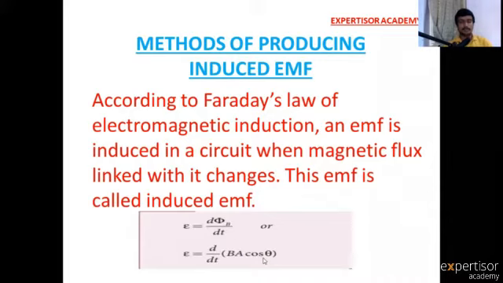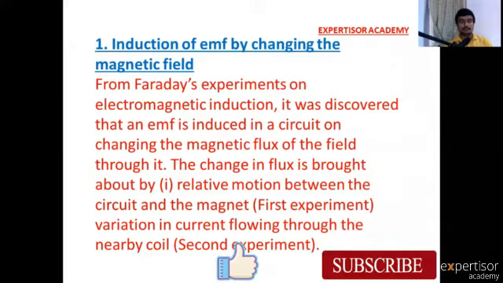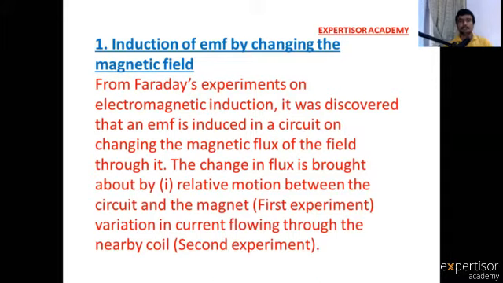Let's go for the methods. The first method is induction of EMF by changing the magnetic field. From Faraday's experiments on electromagnetic induction, it was discovered that an EMF is induced in a circuit on changing the magnetic flux of the field through it. So how to generate the EMF in the first method? You have to change the magnetic field, or the magnetic flux, in that wire, and it gives the induced EMF.